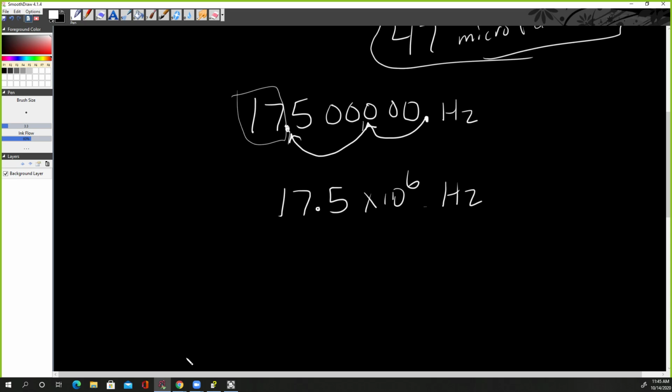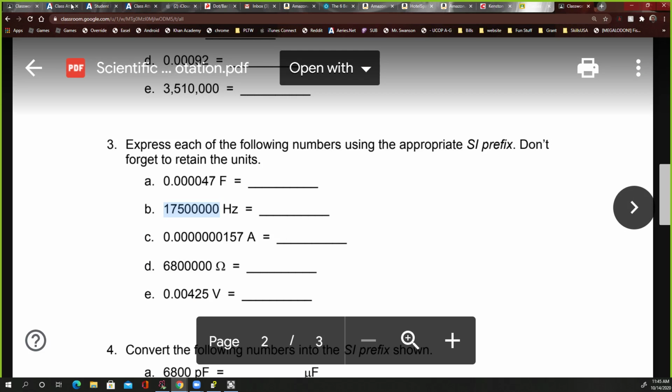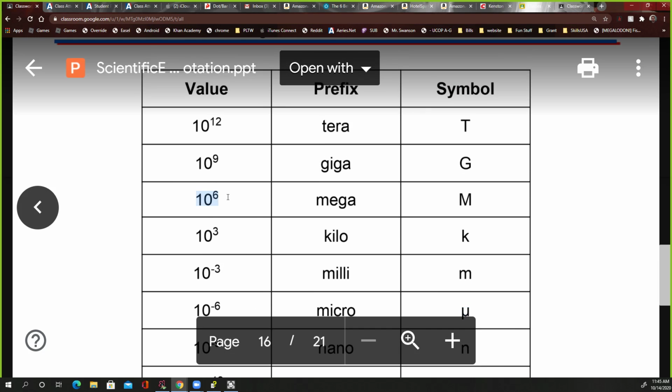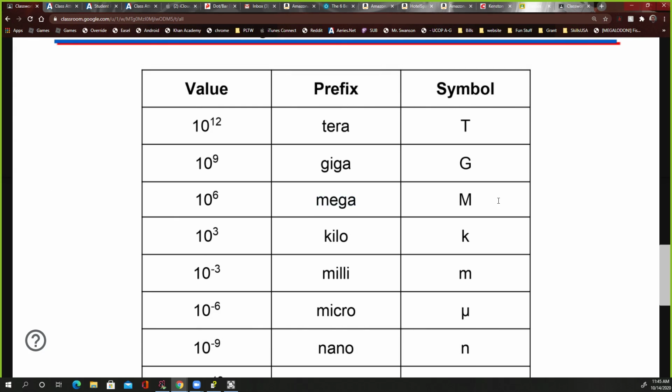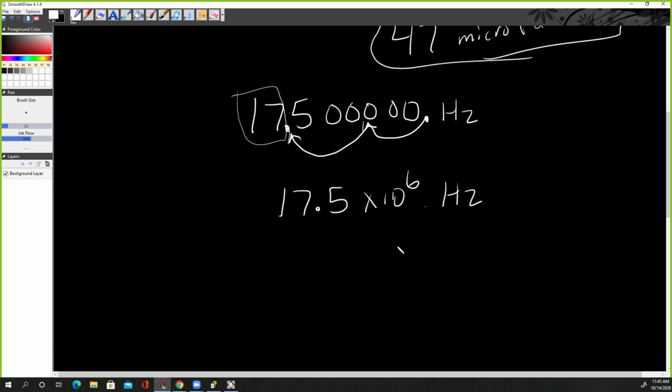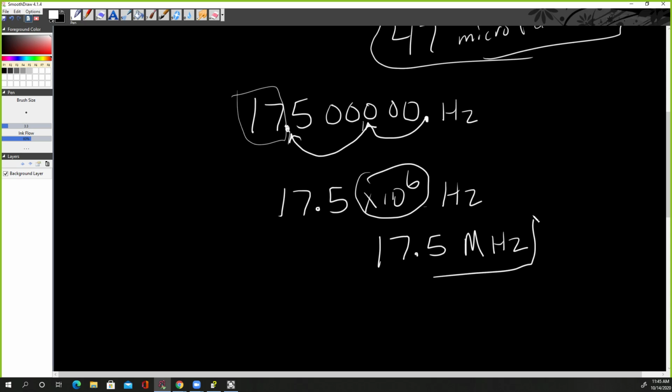So if you go back to our assignment, you'll see that 10 to the 6th power is right here, and that means mega. So just a big capital M will work, okay? So the answer is 17.5, and replace this with the prefix, and then put the HZ. Megahertz. 17.5 megahertz.